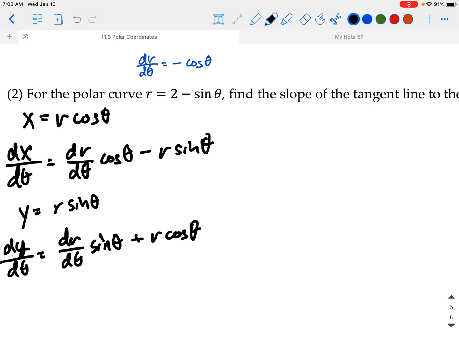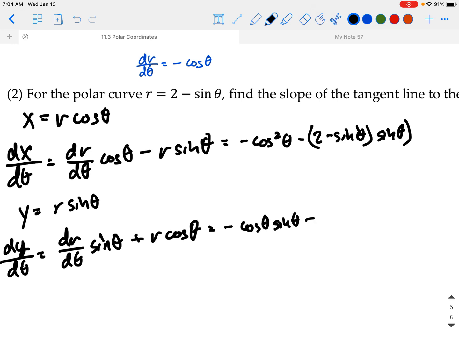I would recommend that just to clean everything up to begin with and then write your ratio, because you can get some nice symmetries or nice cancellations possibly. So dr d theta is going to be negative cosine theta times cosine theta, so it'll be negative cosine squared theta, and then minus r sine theta, which is going to be 2 minus sine theta times sine theta. And then for dy d theta, we'll get negative cosine times sine plus, and then 2 minus sine theta times cosine theta.